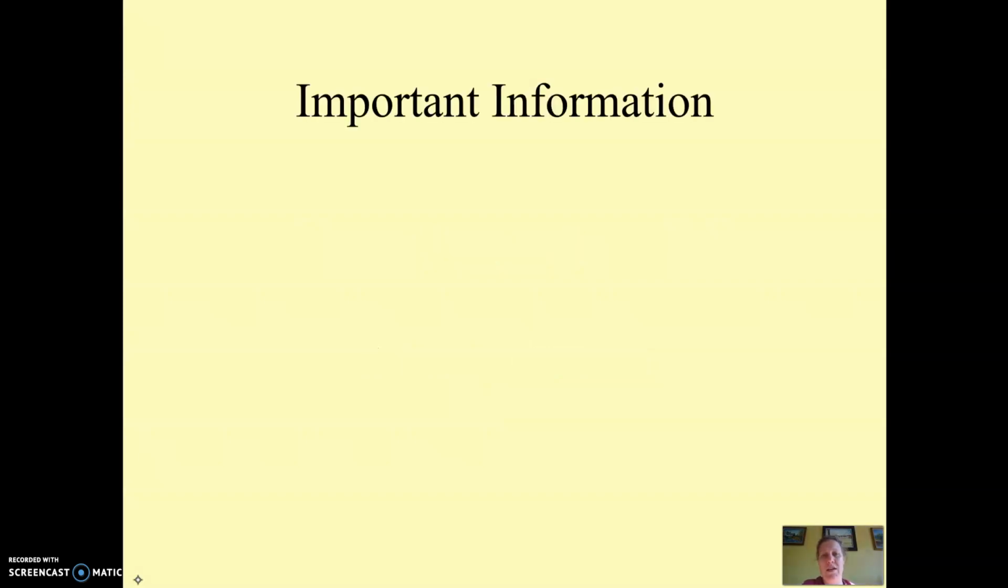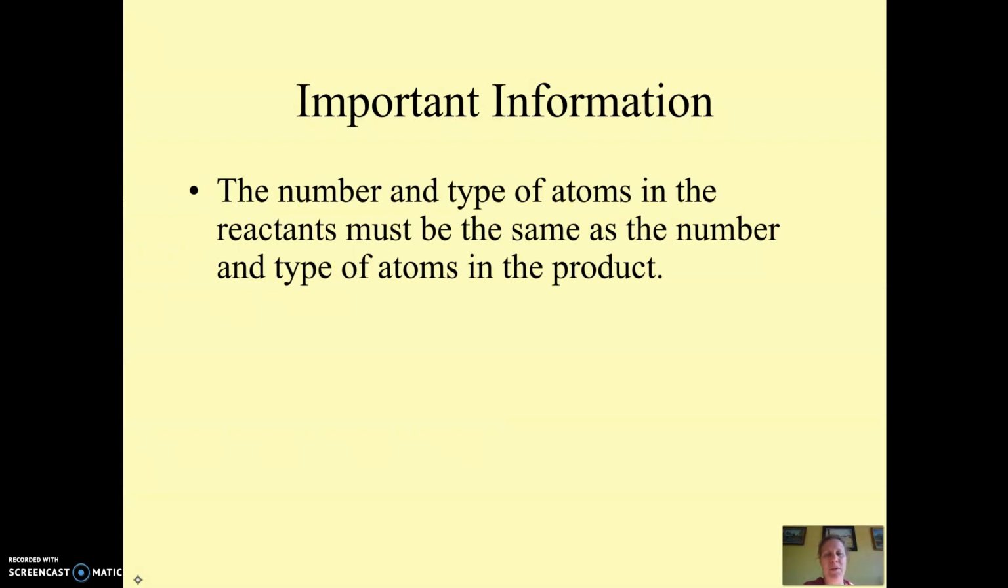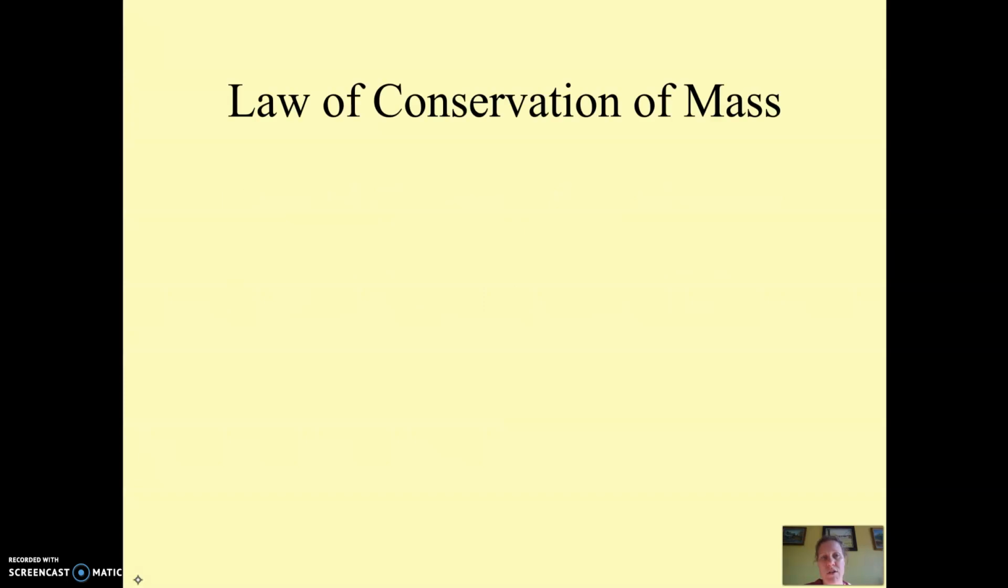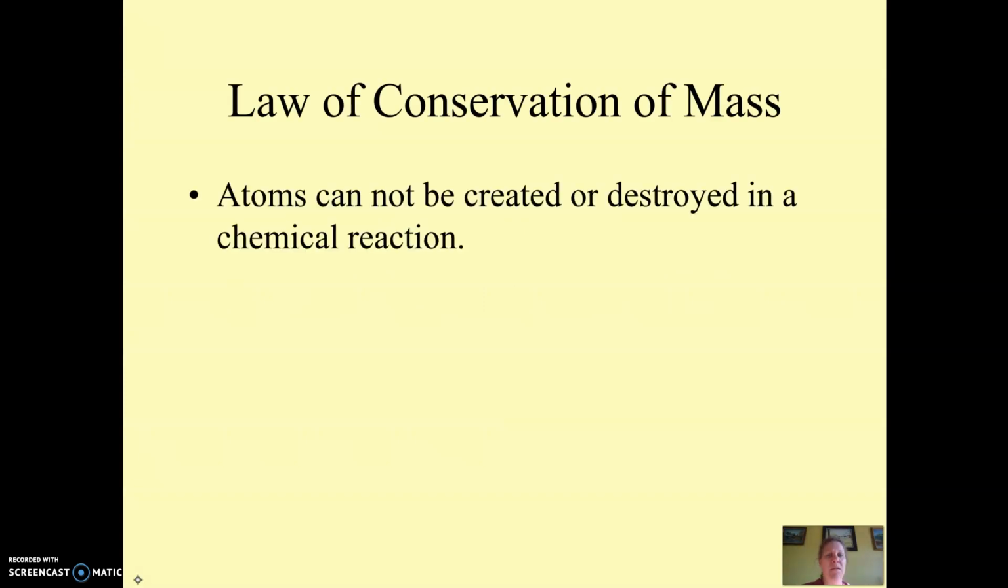So the first thing is, why do we balance equations? Because the number and type of atoms in the reactants must be the same as the number and type of atoms in the products. A short way of saying that is we start and end with the same stuff. And why? Because of the law of conservation of mass, which says atoms cannot be created or destroyed in a chemical reaction.